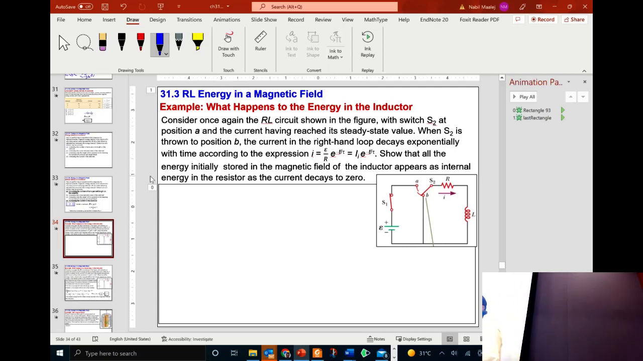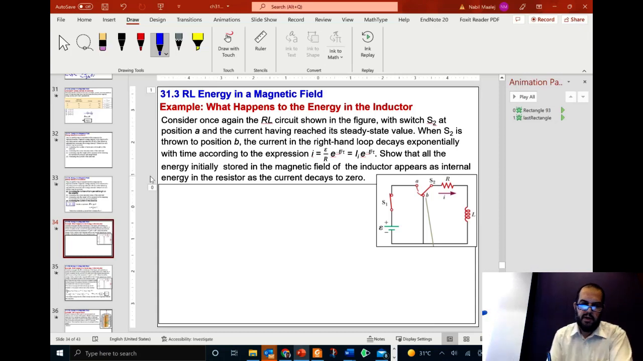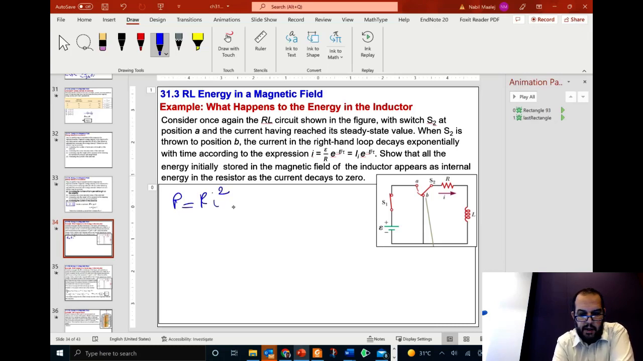So what we want to do is prove that all of the energy that is stored in the inductor is actually dissipated through the current. Remember, the power through the resistor is R I squared. And the power, this is dE/dt, isn't it? This is the rate of energy change with respect to time. And we want to determine the total energy. So from this equation, we can write that dE is equal to R I squared dt.